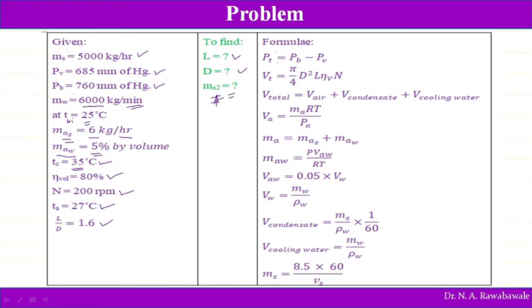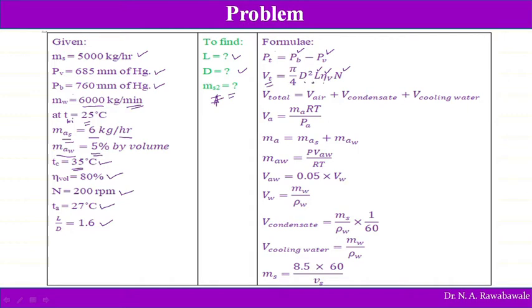So now we know total pressure PT is equal to PB minus PV. So PB is given, PV is given, we can find out total pressure. So volume of the air pump is given by pi by 4 D square L into volumetric efficiency into N. So this is nothing but the volume flow rate of that pump. So L and D are given in terms of ratio. Volumetric efficiency is given, N is given. So once you know total volume, then we can find out L and D. Our aim is to find out L and D.